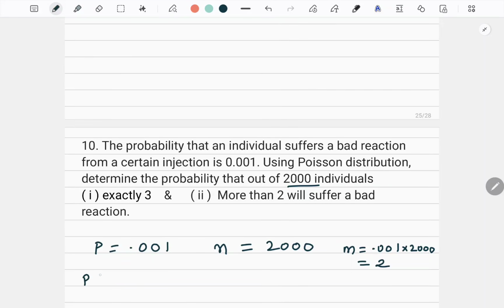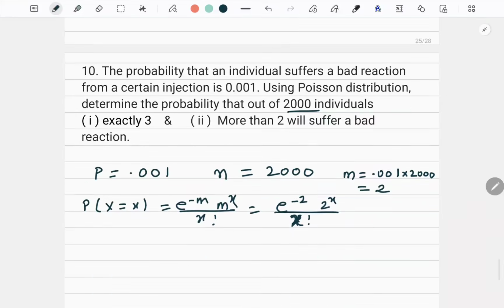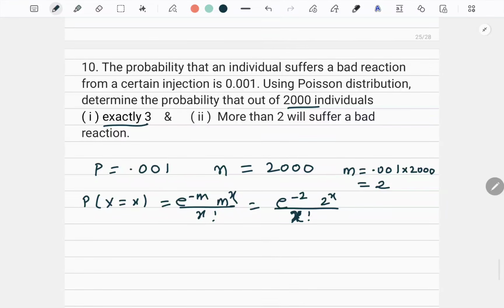Right? So what is the probability distribution for Poisson? It is e to the power minus m, m to the power x upon x factorial. In this particular question, e to the power minus 2, 2 to the power x upon x factorial. Correct? Now let us see what they are asking. Exactly 3. Exactly 3 means what? You have to put x is equal to 3. So e to the power minus 2, 2 to the power 3 upon 3 factorial. Right? So this will give you the answer.